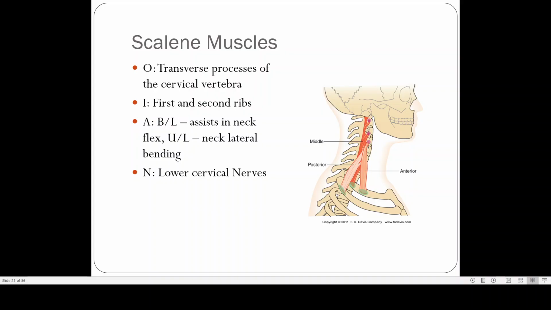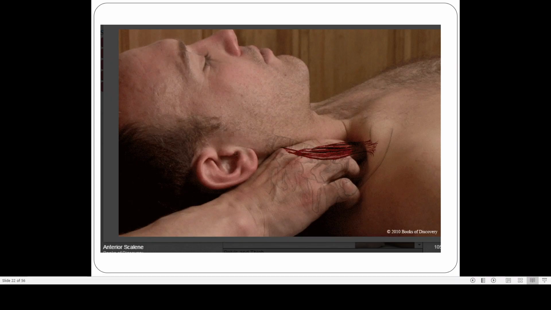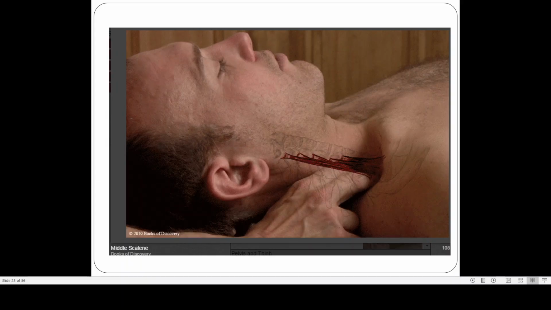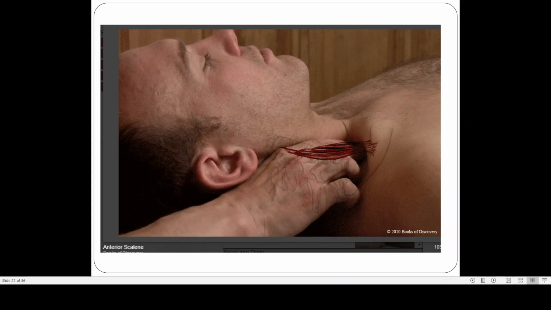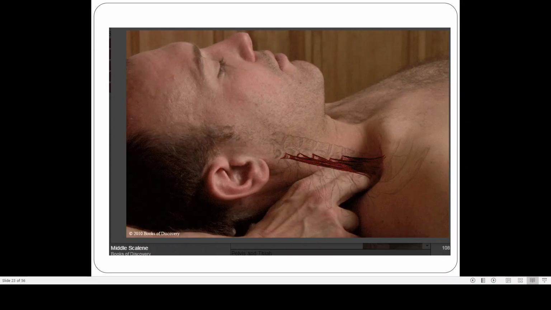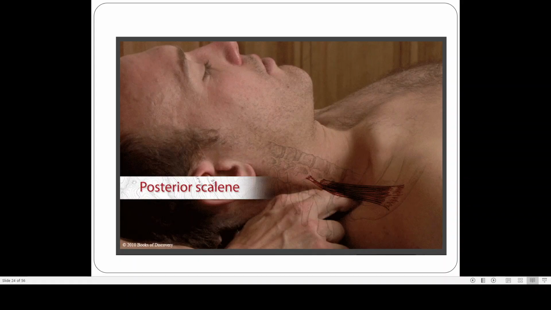Bilaterally, they help with neck flexion, and it's assisting at best because they are so lateral. But unilaterally, they're going to do side bending to the side that you're using, and lower cervical nerves provide innervation. So here again, you can appreciate how lateral they are. Make sure you don't get too far posterior that you're going onto the levator scap and upper trap. So this is going to be anterior scalene, middle scalene, and then posterior scalene.